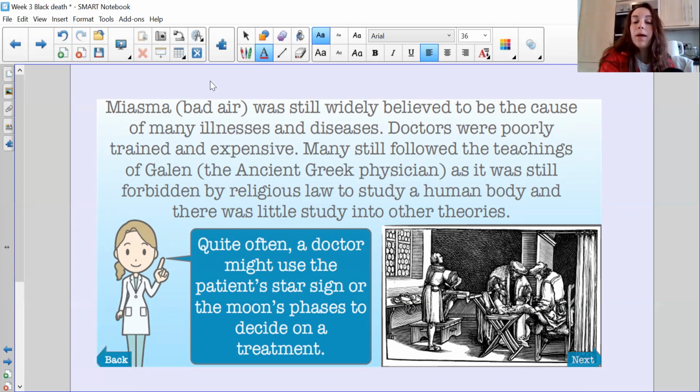So because they couldn't open wounds or look inside the body, study the human body, they could only go off what was from the past, and they weren't able to make many new discoveries. Quite often, a doctor might use a patient's star sign or the moon's phases to decide on a treatment.